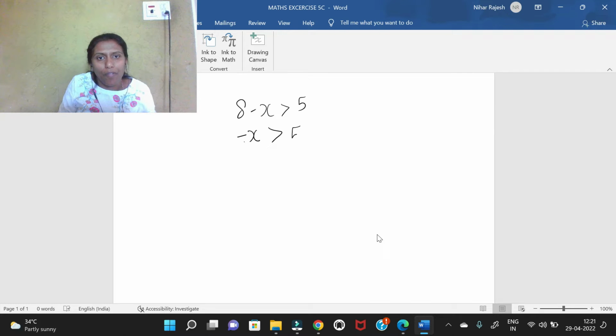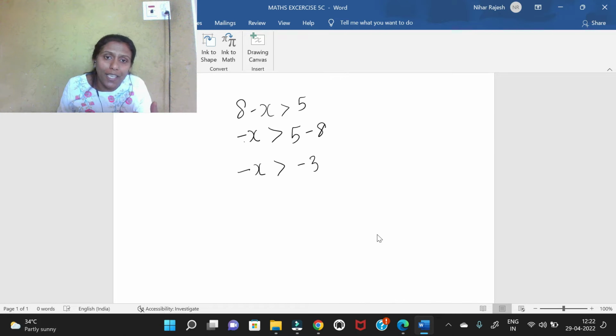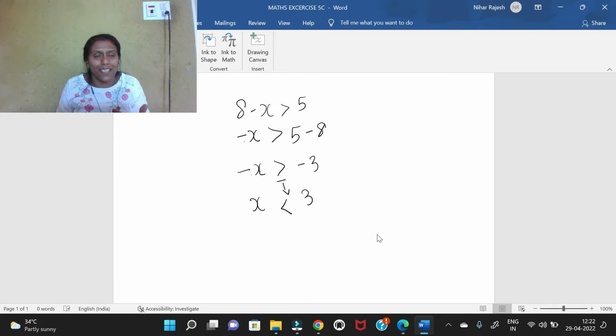Greater than 5 minus 8, which is minus x greater than minus 3. Or if I change the signs, what happens? The relationship gets reversed. There is a rule for it, right? So I change the sign of x, then the sign of 3 also gets changed, and the relationship comes down to less than. Got me? What I meant to say is, when minus x was there, I changed the sign to plus x.